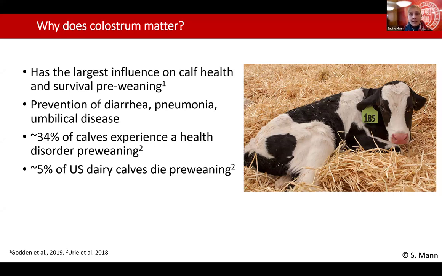But we also have to recognize that colostrum has different other components that I'll be sharing in the next slide that are important, especially for the newborn as they get used to life outside of the uterus.